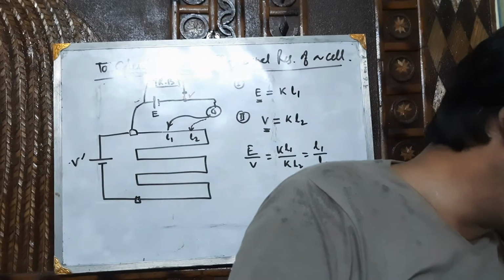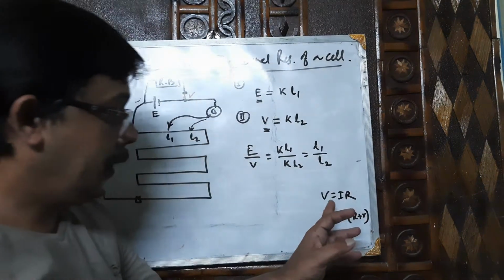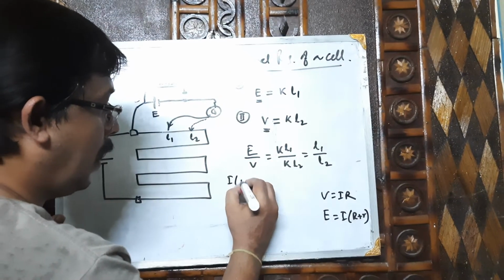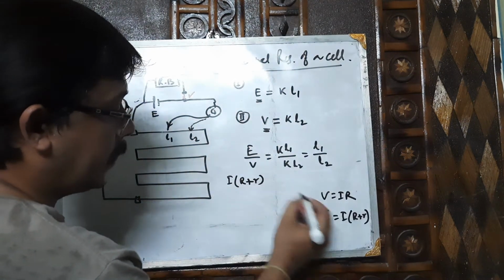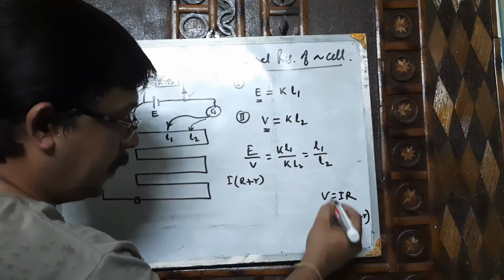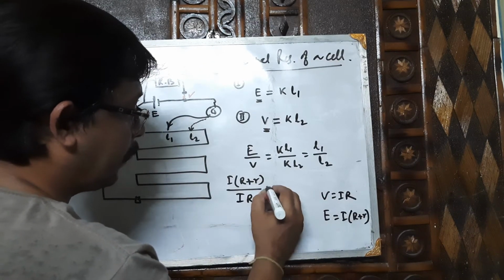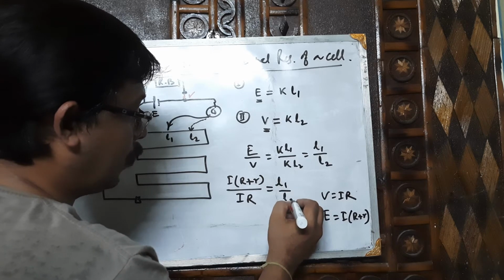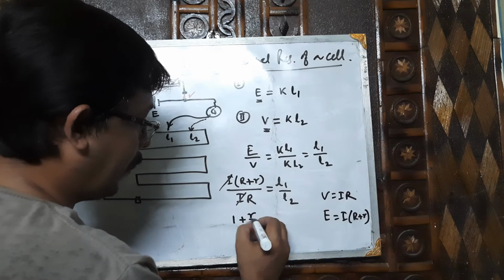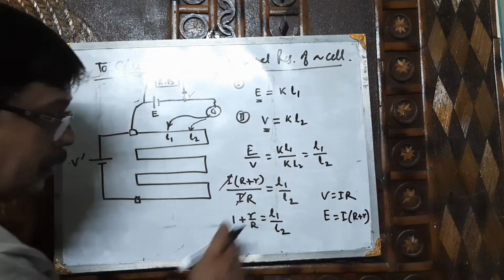So we can write it in this way: E is equal to I into (R plus r), and V is equal to I into R. If you forget this, see the EMF and voltage note once and you will get this relationship again. And E by V is equal to L1 by L2. So from there I will cancel I, and you get (R plus r) by R is equal to L1 by L2. So from there you can easily solve it.